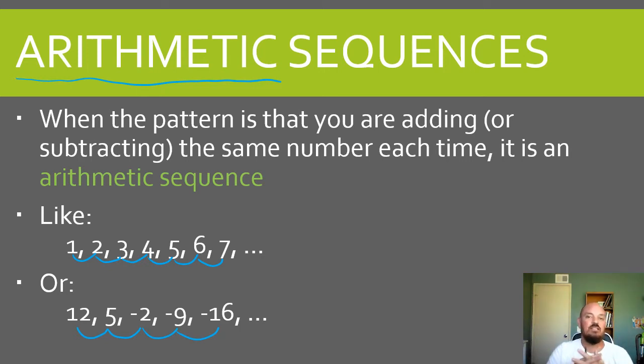That's an arithmetic sequence, when the pattern is that you are adding or subtracting the same number to get from term to term, or from number to number. That's what we call an arithmetic sequence.